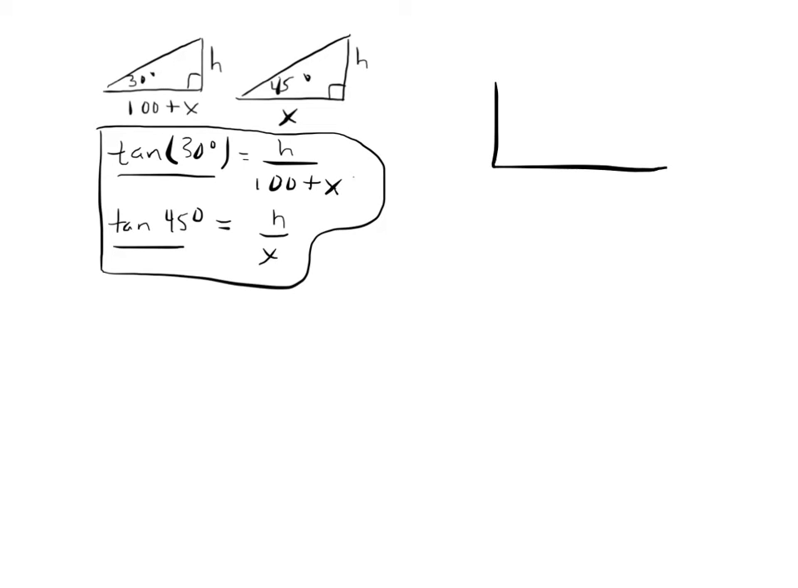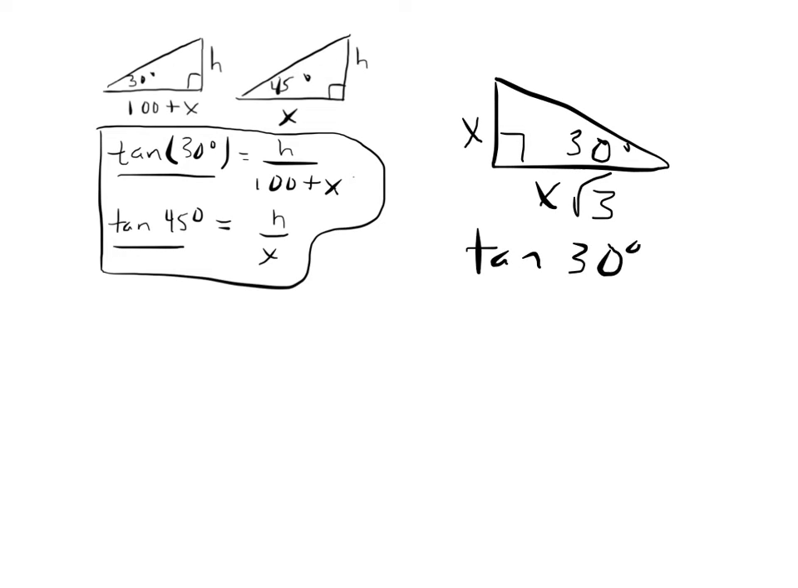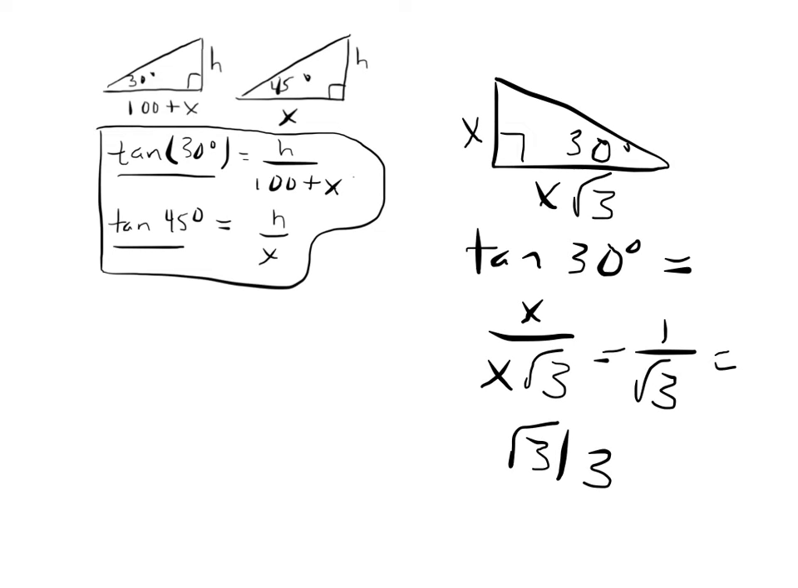Tangent of 30, if I draw my 30, 60, 90 triangle, here's my 30 degree angle here. Opposite the 30 is x. Opposite the 60 is x root 3. So my tangent of 30 degrees is x over x root 3 equals 1 over root 3 equals root 3 over 3. And the tangent of 45 degrees, much easier to do for the 45, 45, 90 triangle. Tangent is going to be leg over leg. So the tangent of 45 is 1.